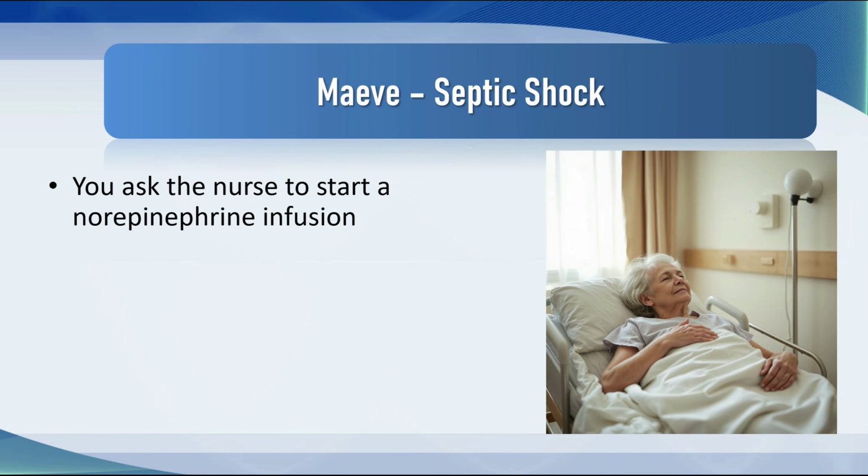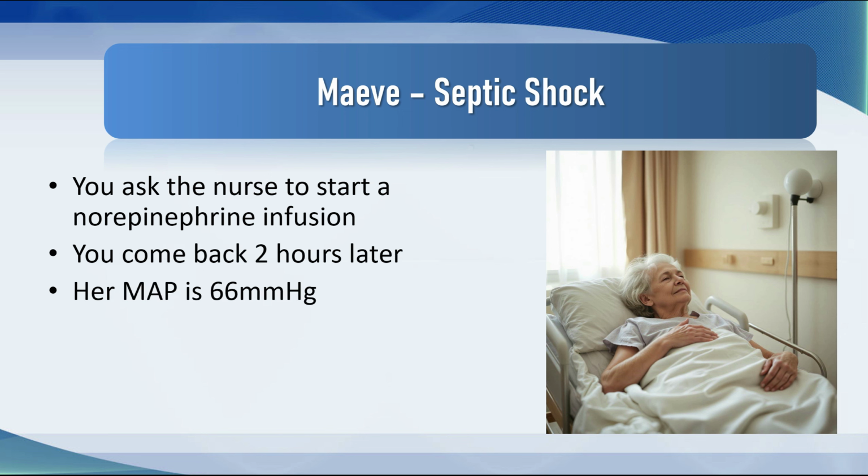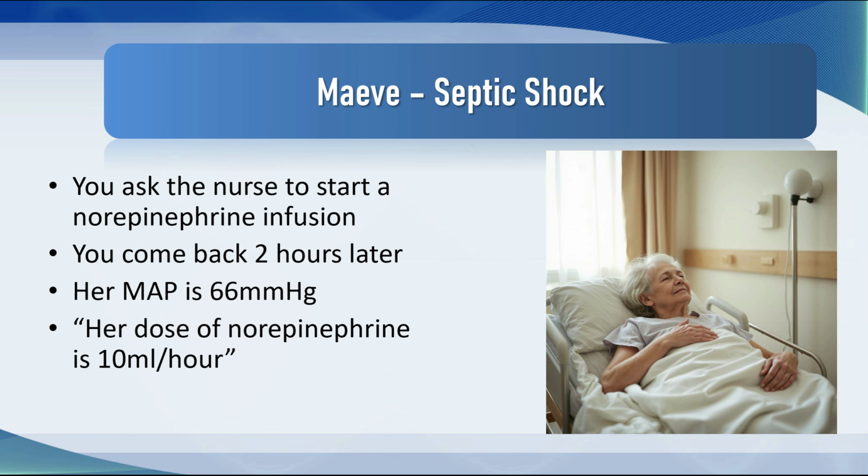You ask the nurse to start a norepinephrine infusion and come back a couple of hours later, and her mean arterial pressure is a reassuring 66 millimeters of mercury. What dose of norepinephrine is she on? And you're told her dose is 10 mils per hour.